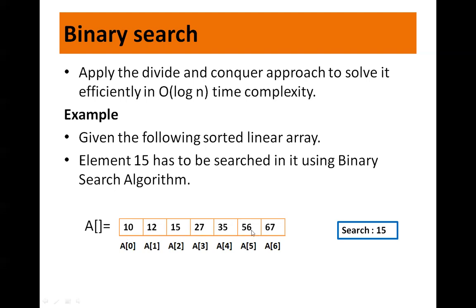This is the list which is sorted. You can see it's a linear list which is sorted. And what we are supposed to do is search for the element 15 in this list, and we'll be applying the binary search algorithm. Now this shows the indexes of the array. This is the 0th position and this is the 6th position. So the size of the array is 7, 0 to 6.